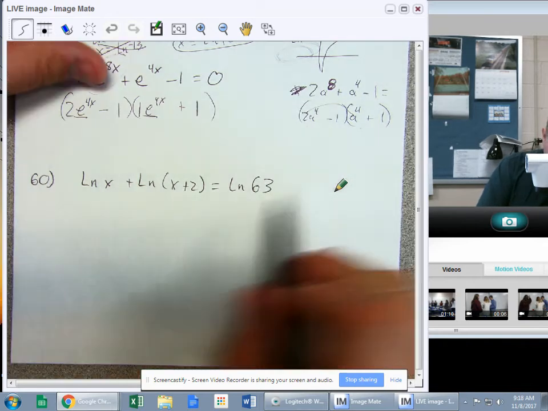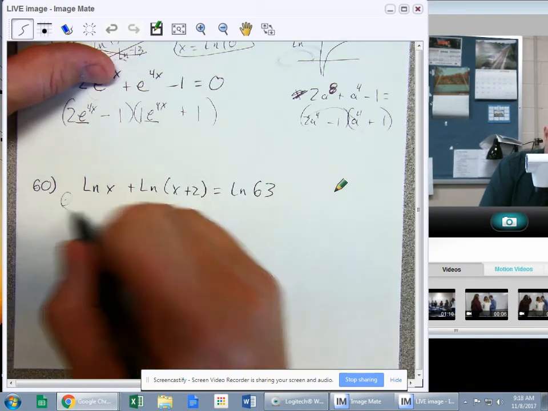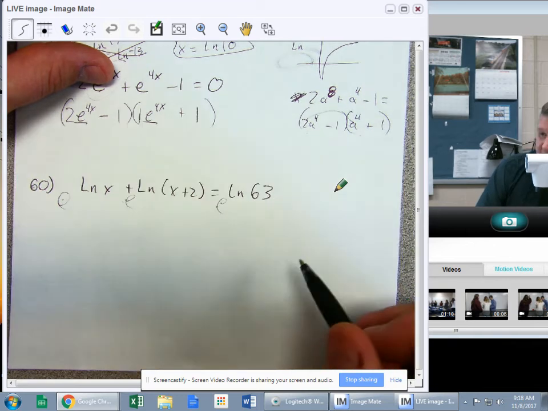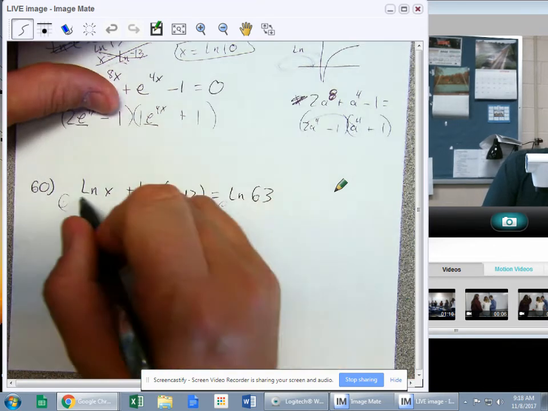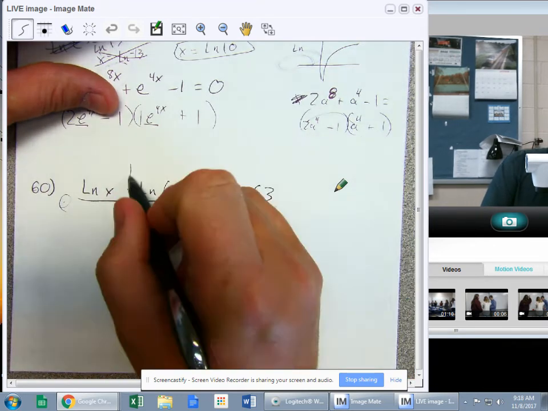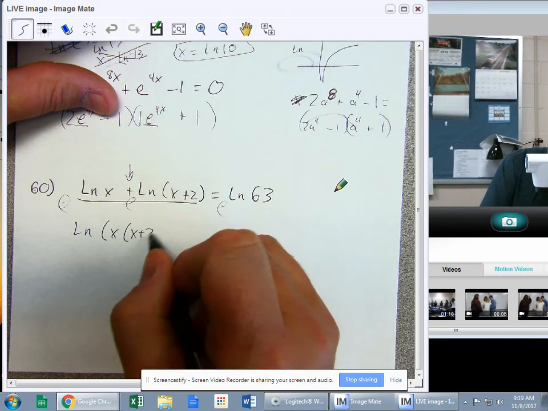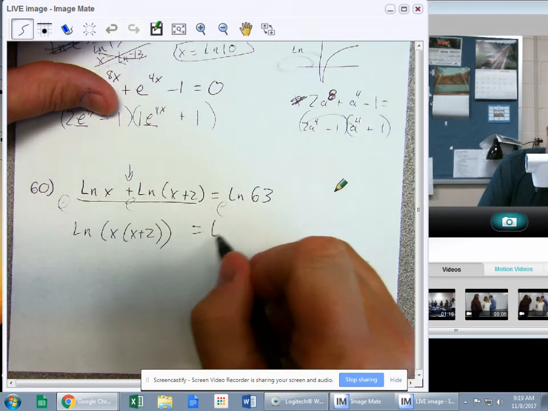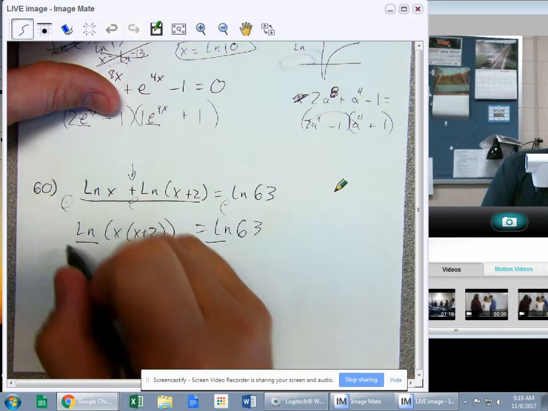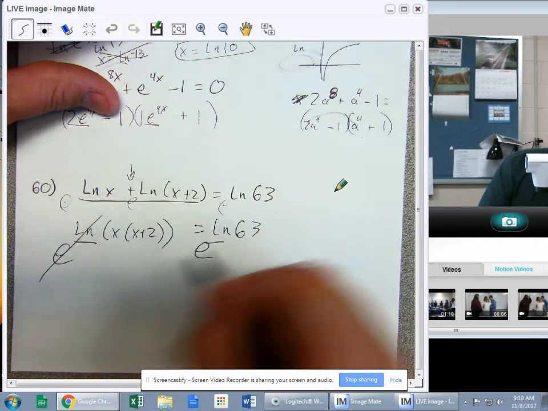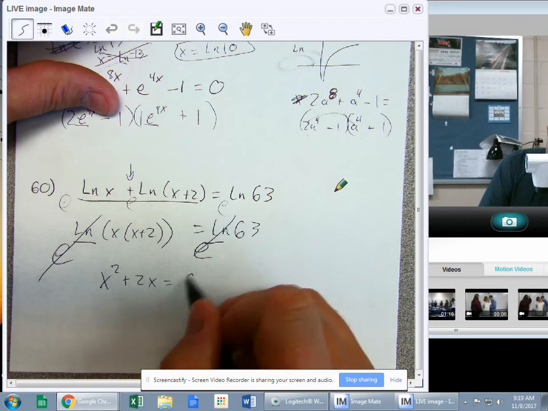Next, down here, let's solve this. Well, my problem is I can't just e everything. By the way, I hate that. I cannot take the inverse natural log of everything. I have to combine these two terms. Since it's a plus sign, natural log of x times x plus 2 equals the natural log of 63. Now that I have one natural log here and one natural log here, take the inverse natural log of both sides, and you get x squared plus 2x equals 63.